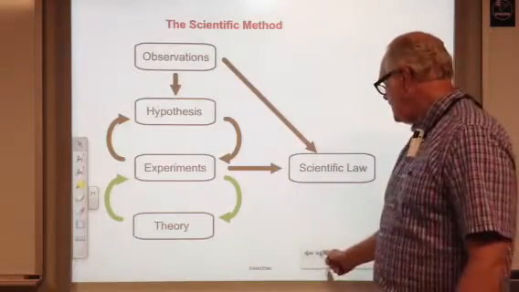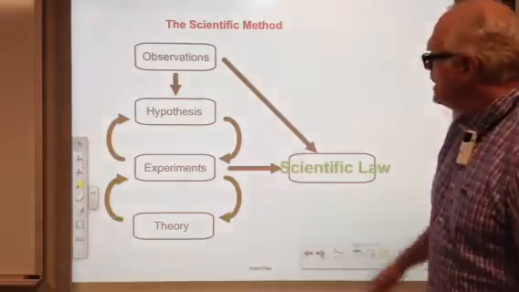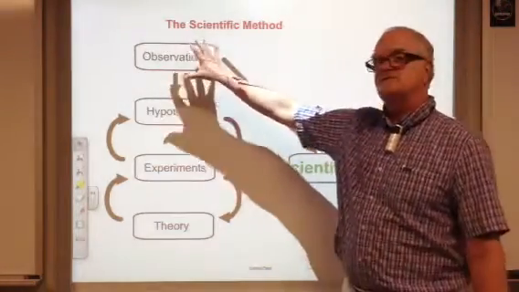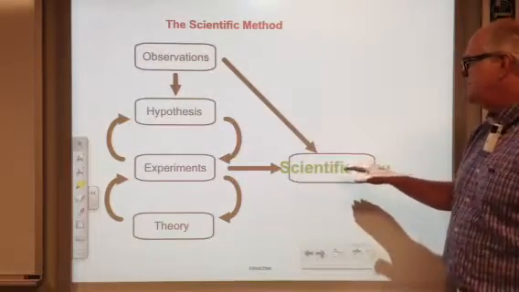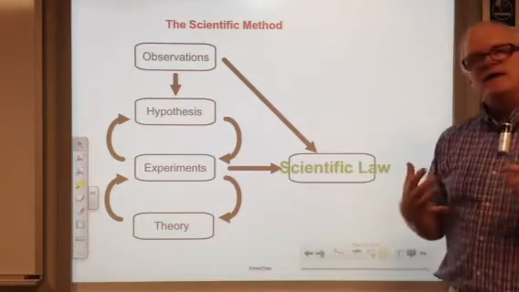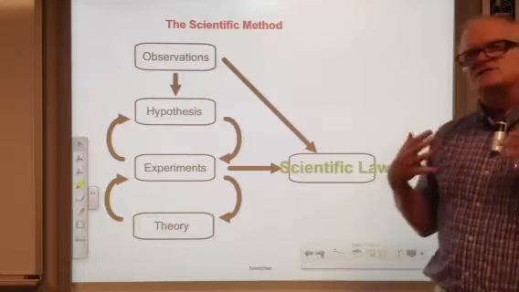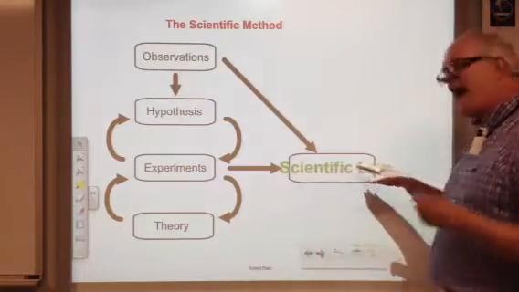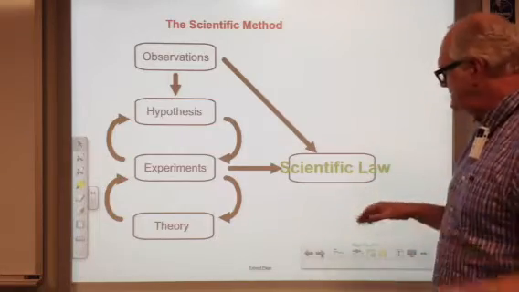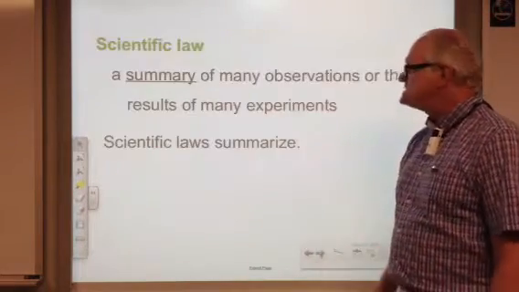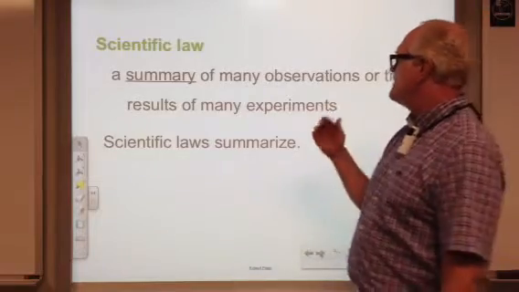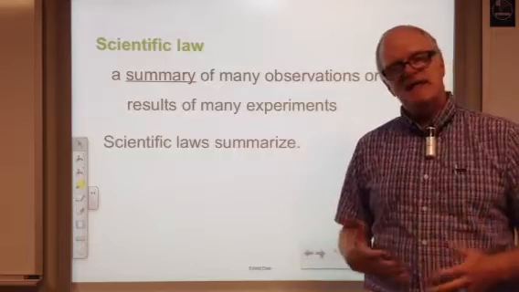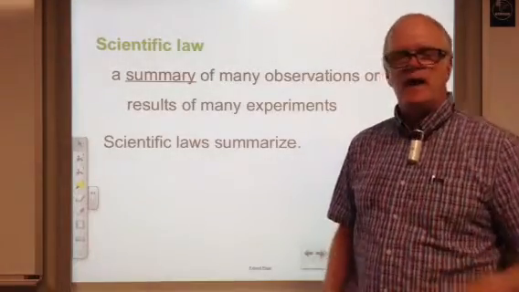So a theory is an explanation that develops out of experiments as part of the scientific method. All right, sometimes the results of experiments or the results of a set of observations lead to a scientific law. If we get some information but it doesn't really explain why something is happening, it just explains that something is happening, that might lead to a scientific law. A scientific law is a summary of many observations or the results of many experiments. It doesn't explain something, but it does say what happens.